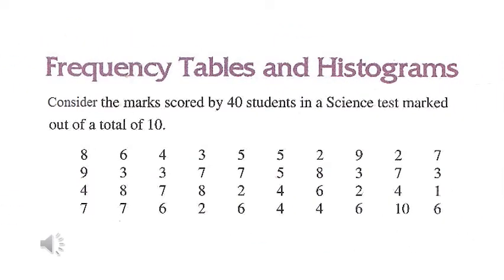On this page we are going to construct a frequency table and histogram of the set of data given on this page. Consider the marks scored by 40 students in a science test marked out of a total of 10. Total marks in this test is 10. So first student takes 8 marks, second takes 6 marks and third takes 4 marks and so on. And the total number of students is 40. On the next page we are going to construct a frequency table and then a histogram of this data.